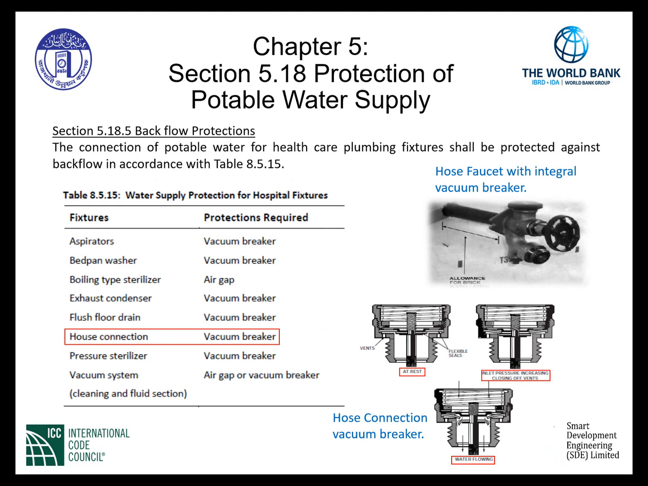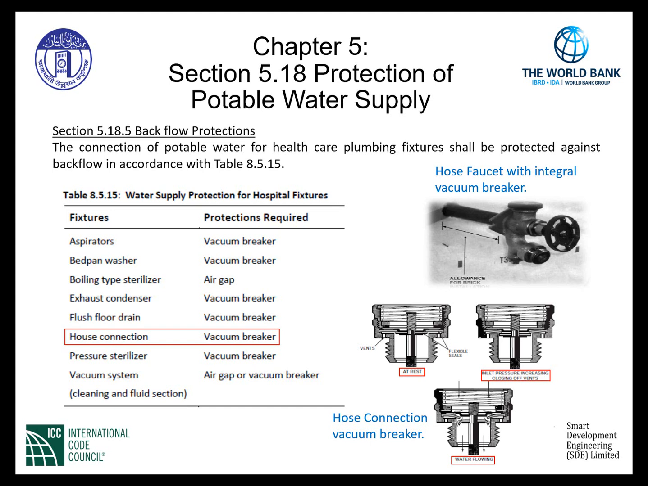In section 5.18.5, the connection of potable water for healthcare plumbing fixtures shall be protected against backflow in accordance with Table 8.5.15. This gives us water supply protection for hospital fixtures. As an example, if we take a fixture like a hose connection, the protection required is a vacuum breaker.